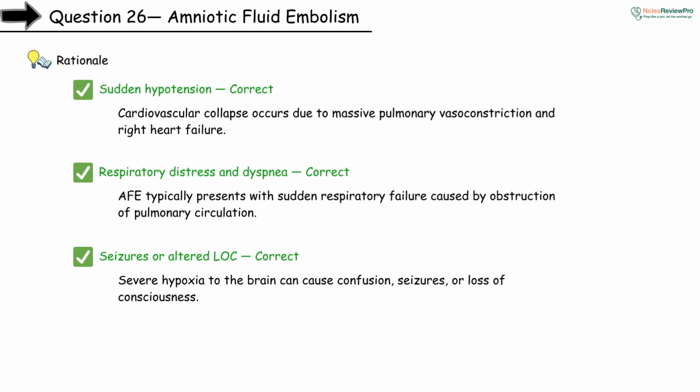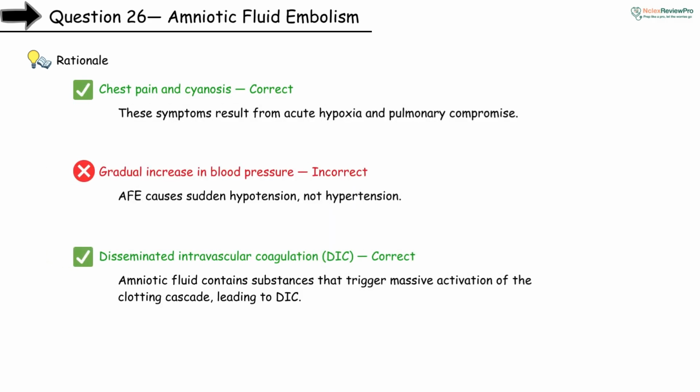Seizures or altered level of consciousness. Correct. Severe hypoxia affects the brain, leading to confusion, decreased consciousness, or seizures. Chest pain and cyanosis. Correct. These are signs of acute hypoxia and impaired oxygenation. Gradual increase in blood pressure. Incorrect. AFE causes sudden hypotension, not hypertension. Disseminated intravascular coagulation, or DIC. Correct. Amniotic fluid activates the clotting cascade, leading to widespread clotting followed by severe bleeding.